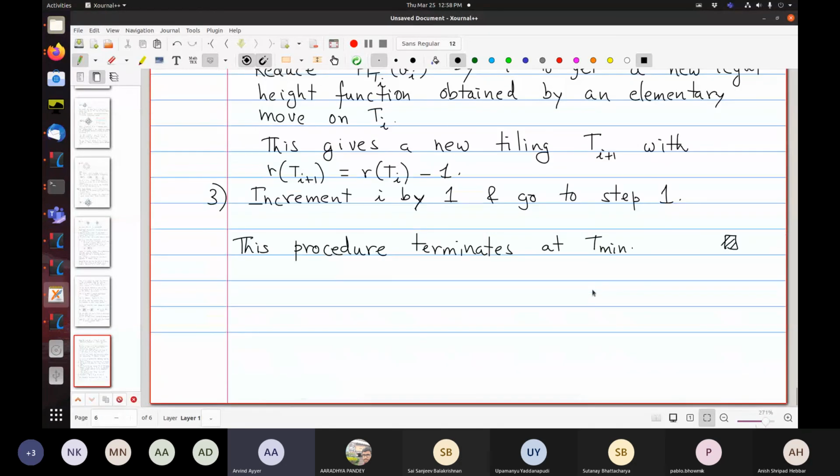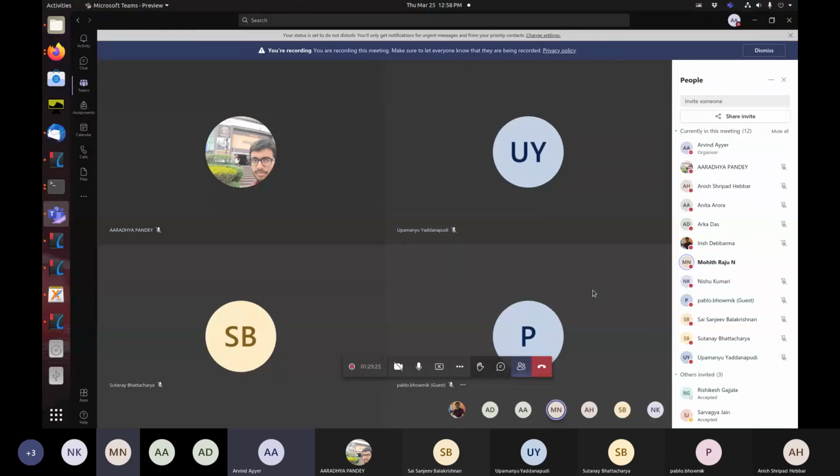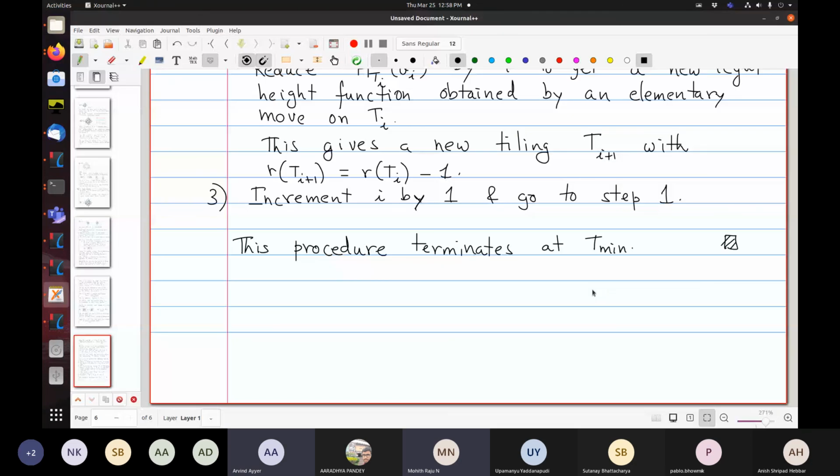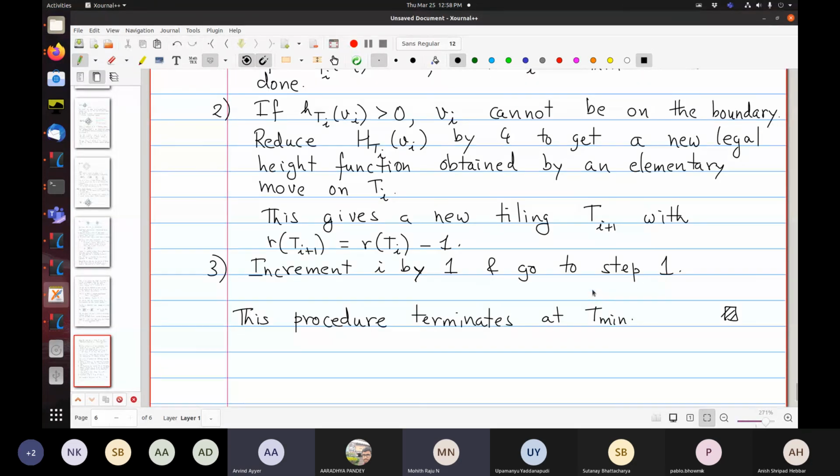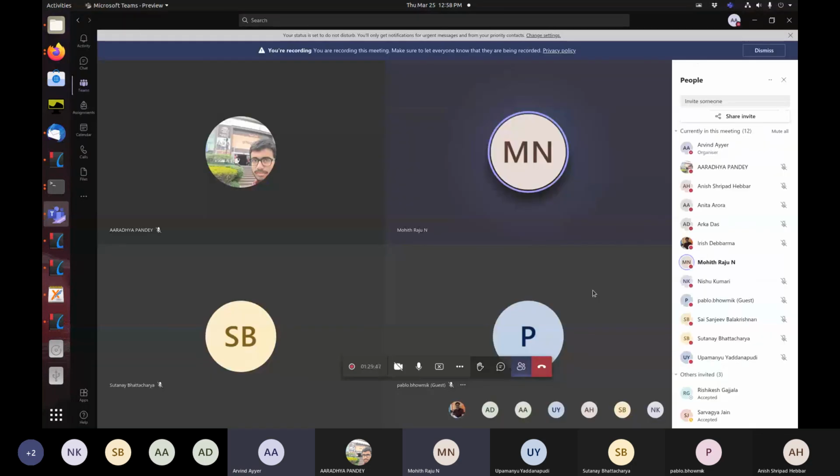Let me say that this is a bit subtle, and I have swept some things under the rug. Yes, do you mean, how do we know that we can always reduce it by one? In step two, how do we know there is something we can do to reduce it by one? How can we perform an elementary move that reduces by one? Yeah, that is the issue.